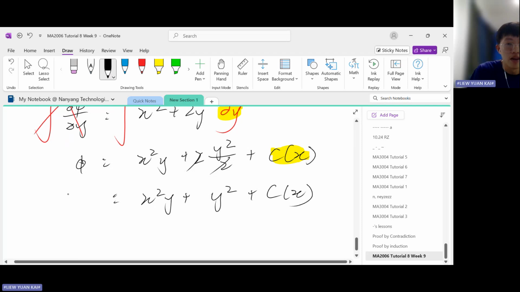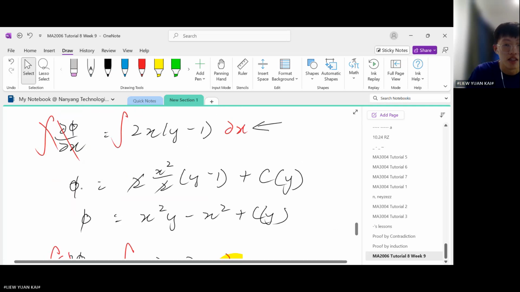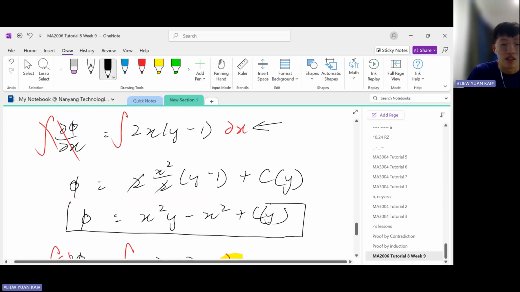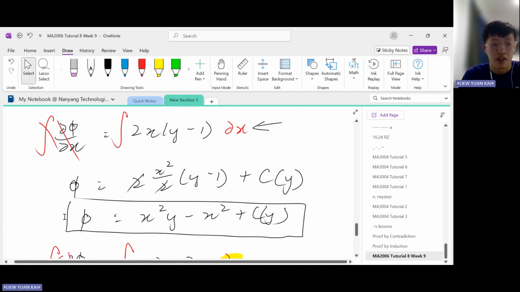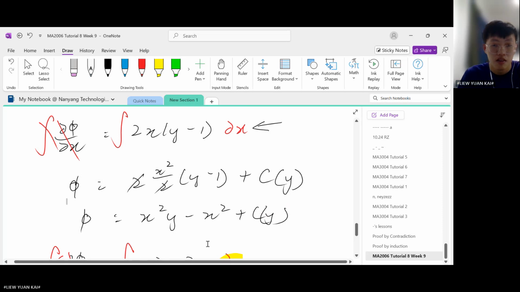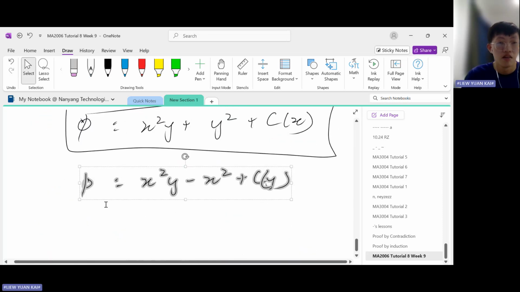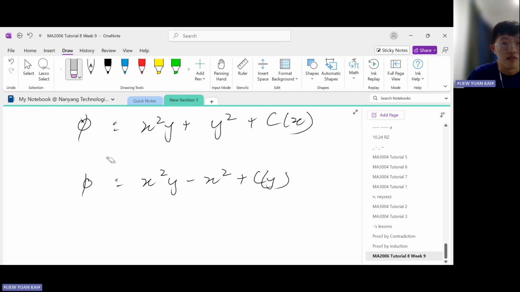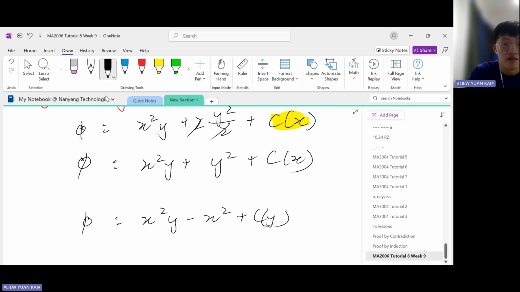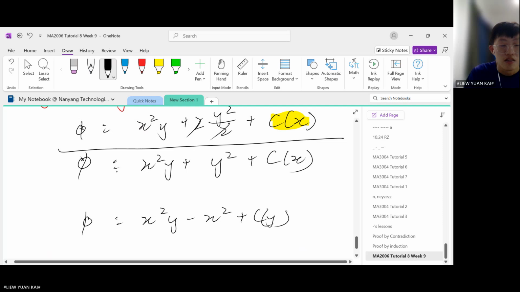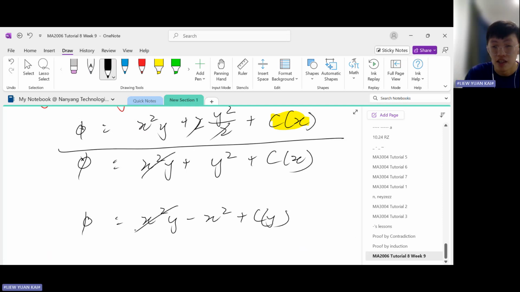Okay, so now we have two results for phi. This result, and then this result. So what I want to do is compare these two results to find the arbitrary constant. Let me just copy this first so that you can easily compare. So let's take a look at these two versions of phi. Focus on this result. So let's play this matching game. This term matches with this term, right?